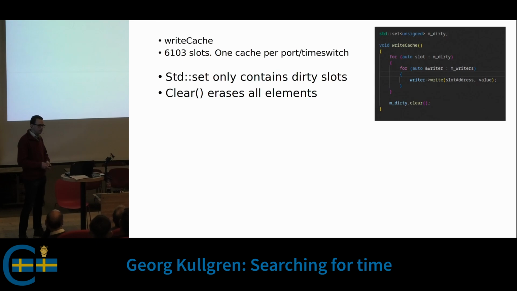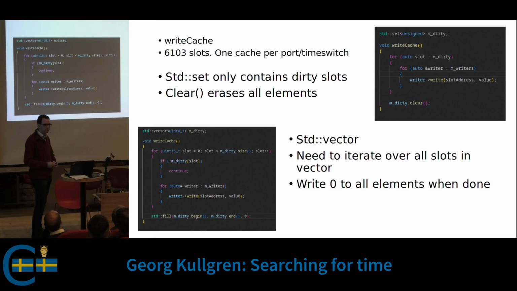The basic idea of the function doesn't do much. We have a container containing dirty slots. Dirty in this sense means that they have been changed by configuration and need to be updated. And then we just go through this container and call the different subscribers of this information. A set is probably good if you have a small change. But if you have a big change and you have to go through 6,000 slots, a set is probably not the best idea. Let's try with a vector instead.